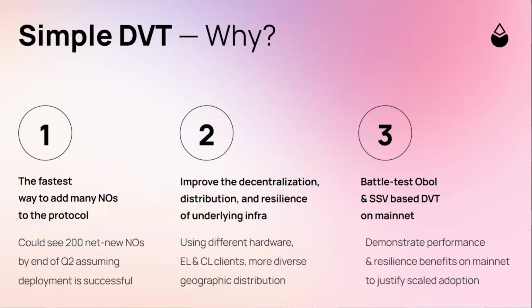So why should DVT be a thing? What is the reason that this should be adopted? I think starting from the top, number one, the fastest way to add many new node operators to the protocol. I wholeheartedly believe that DVT in general represents this. I think that it makes a lot of sense that over time you could see many node operators participating in different formats of DVT. But the real key point here is that DVT allows for reduced trust requirements for participants.